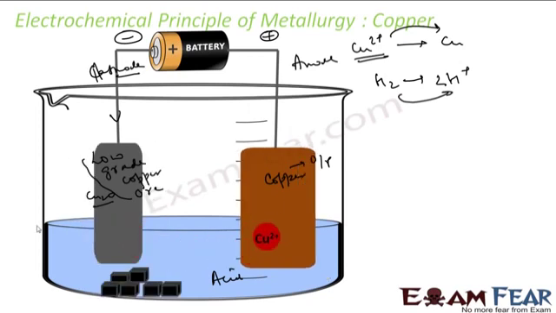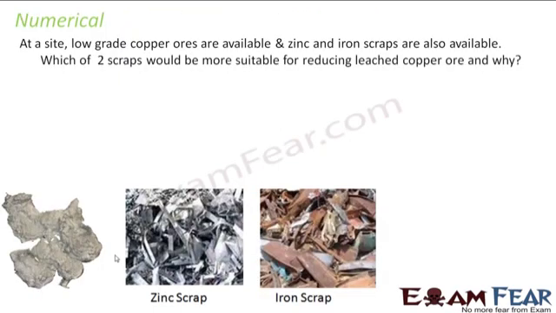And if you see, at the end of the day all the impurities will settle down. So the question is: at a site, low grade copper ores are available, and zinc and iron scraps are also available. Which of the two scraps will be more suitable for reducing copper ore? So we have to choose between zinc scrap and iron scrap, and we have to reduce the copper ore to copper.